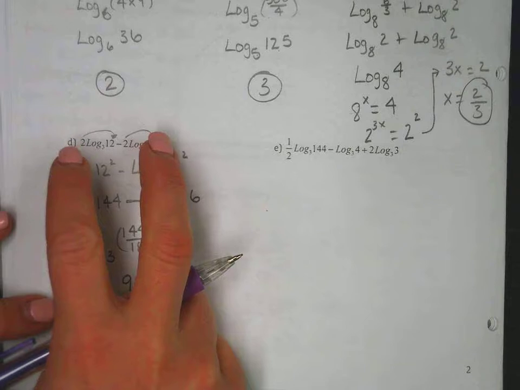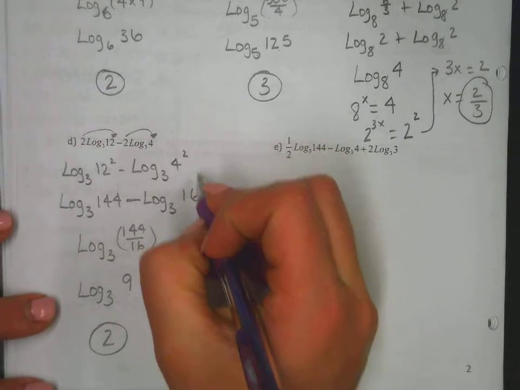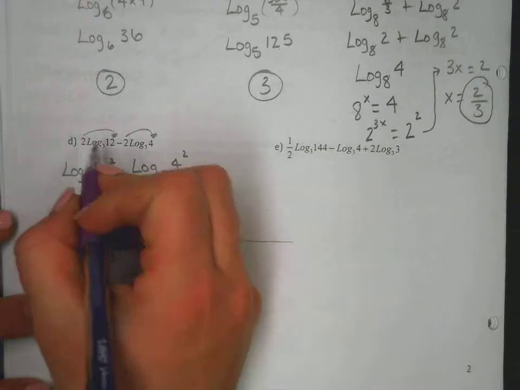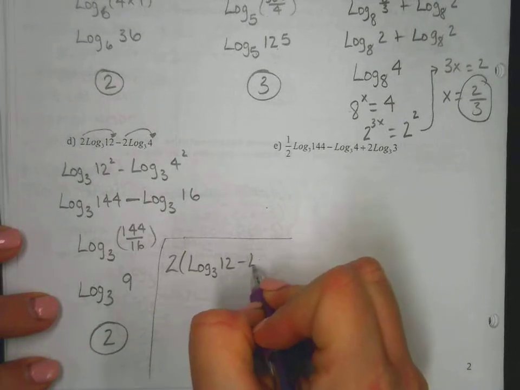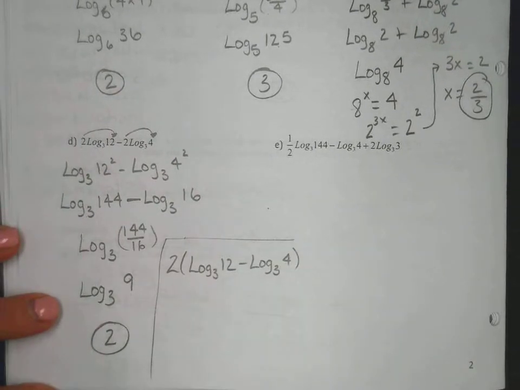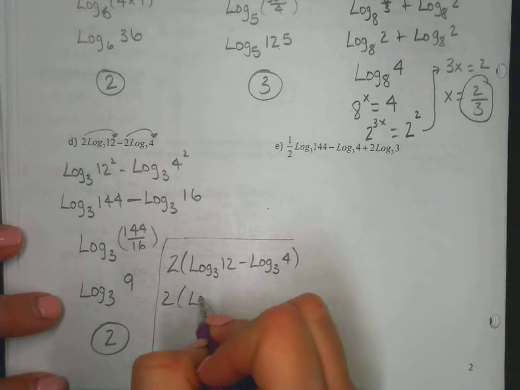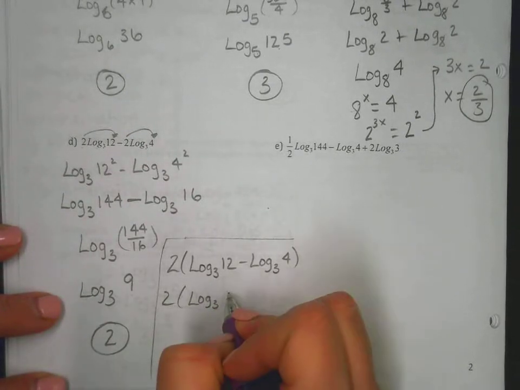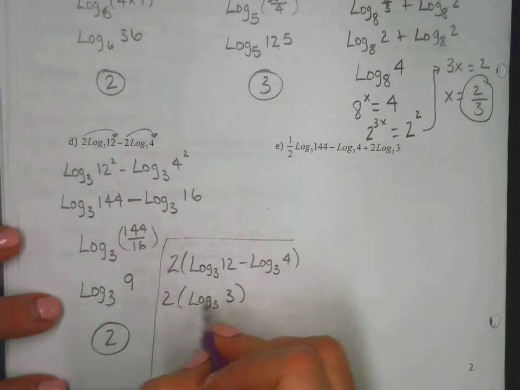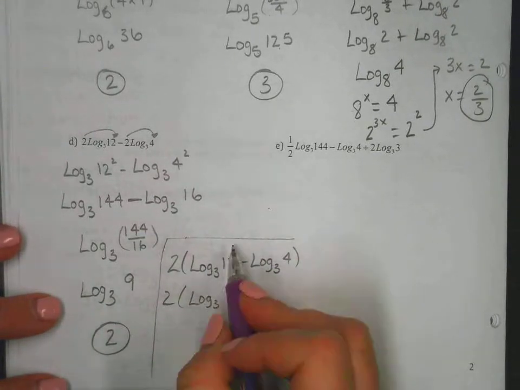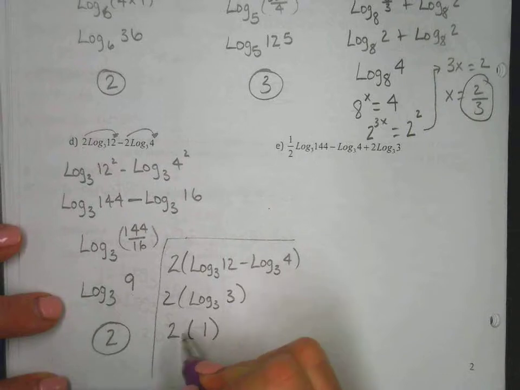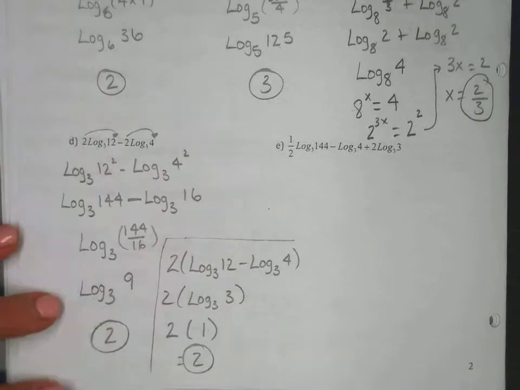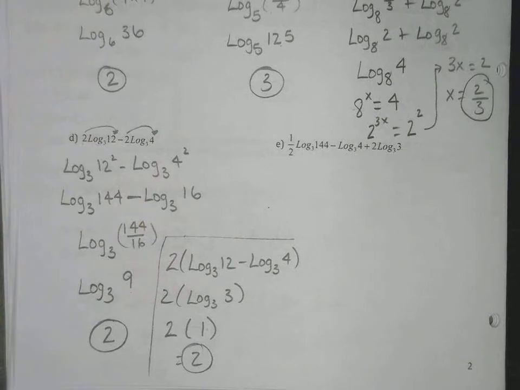Another way of doing it, I could have factored a 2 out of my logarithms to start. Then divided, so 12 divided by 4 gives me 3. And then I could have just evaluated this before I multiplied by 2. So 3 to what power equates to 3? Well, 3 to the power of 1 equates to 3. 1 times 2 equates to 2. So a couple different ways to solve that equation. You end up with the same answer regardless.